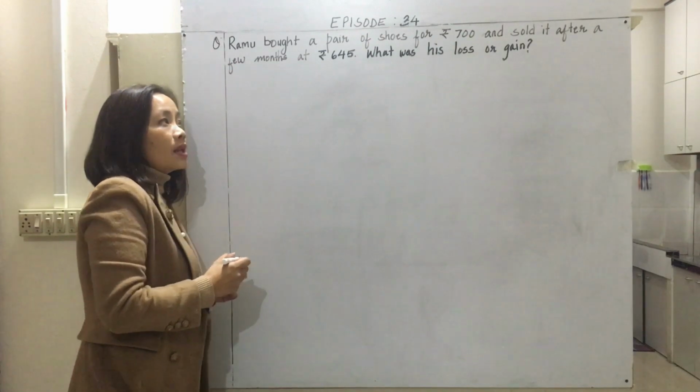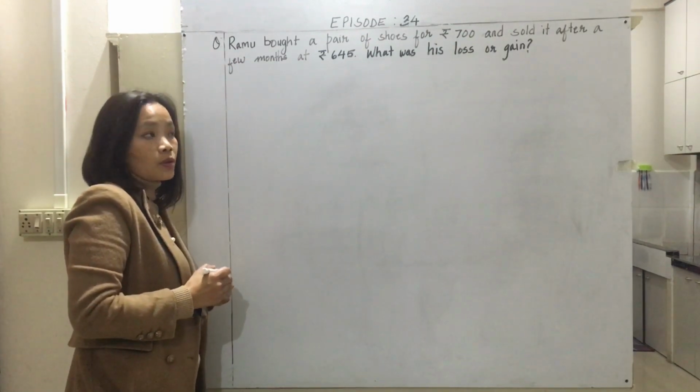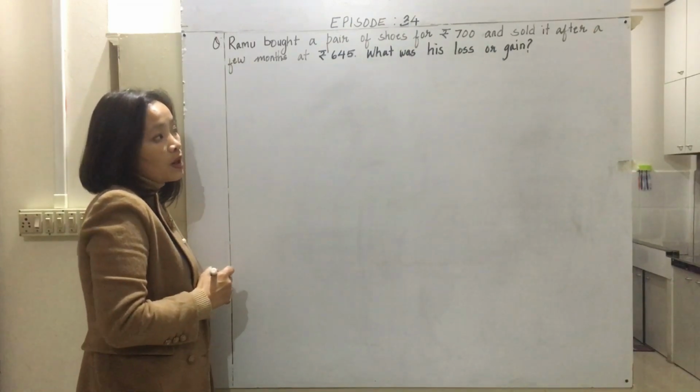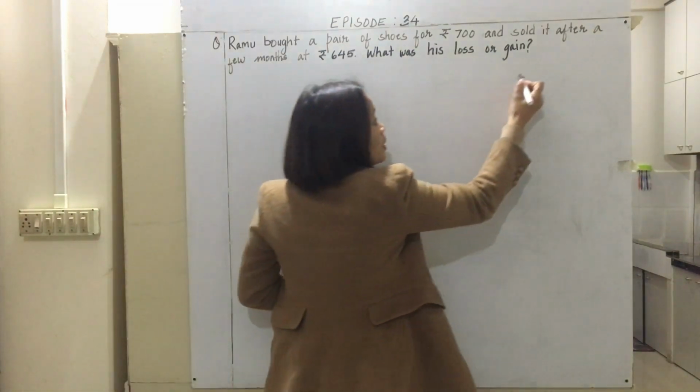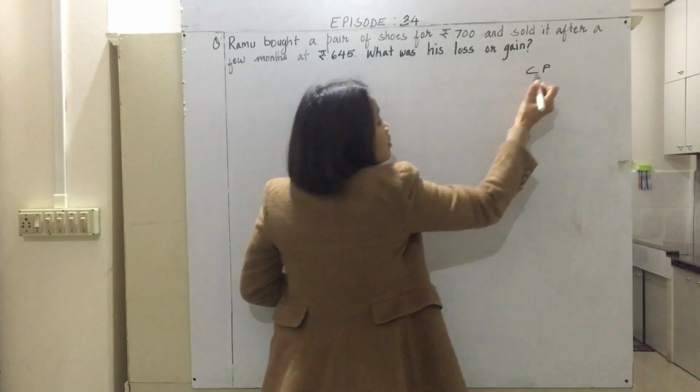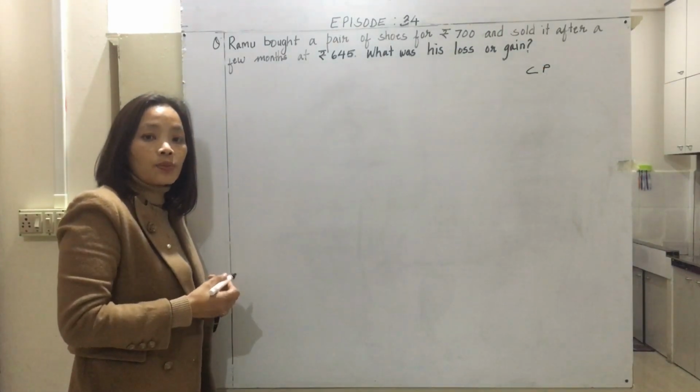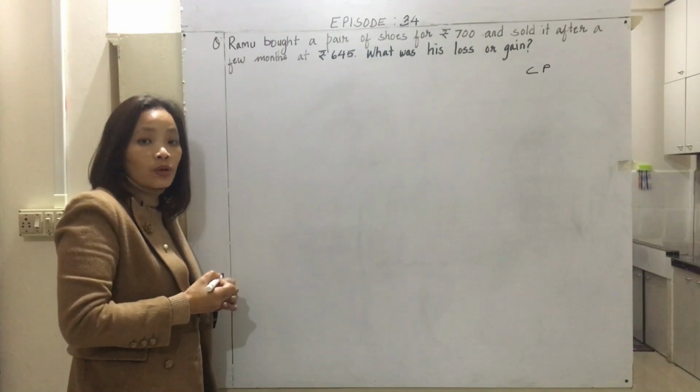So in the last class we had explained about the cost price and the selling price. First, cost price, the short form is CP. CP is the cost price. Cost price is the price at which an item is bought.